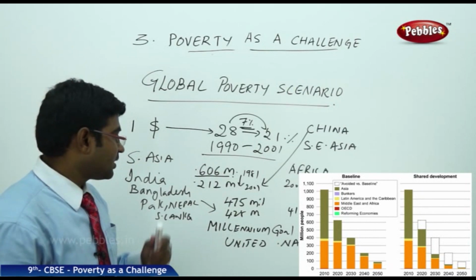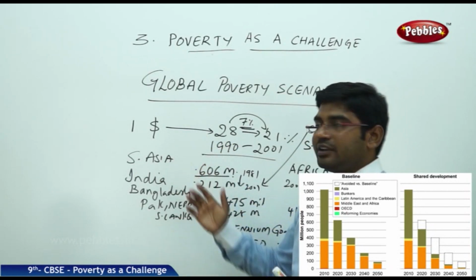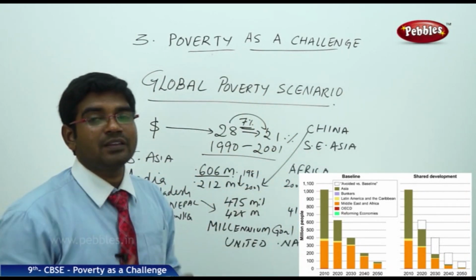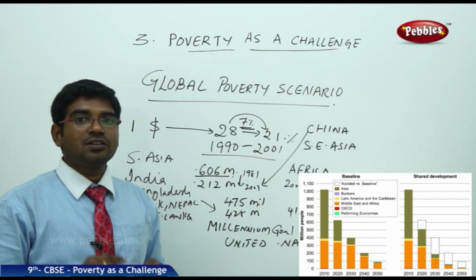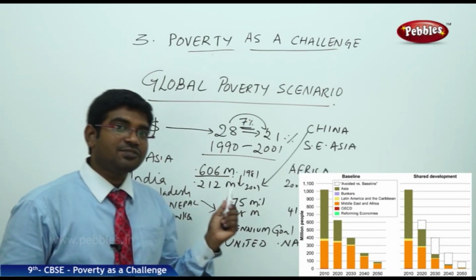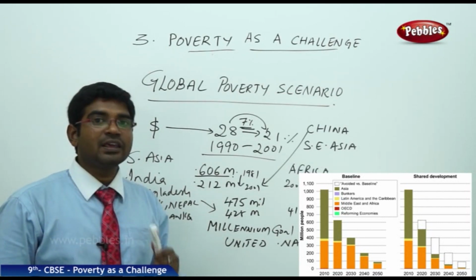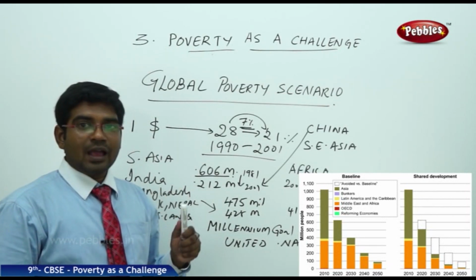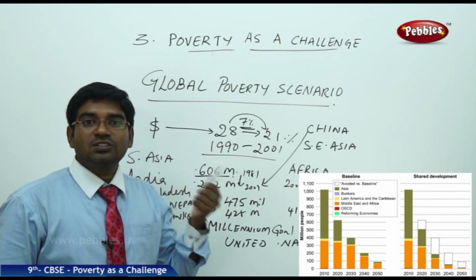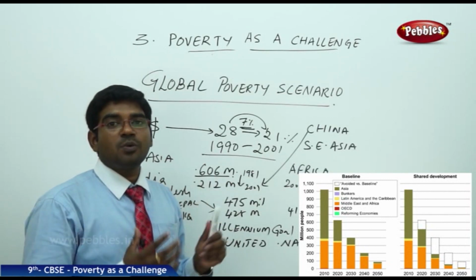Now moving on further, South Asia, where India falls, like India, Bangladesh, Pakistan, Nepal, Sri Lanka. Taken together as a group, the below poverty line people were 475 million in 1981. The number has come down to 428 million, nearly 50 million people have come out of poverty. But the figures are not so impressive when compared to China or other Southeast Asian countries. Still there is a lot of requirement for people to come above the poverty line.